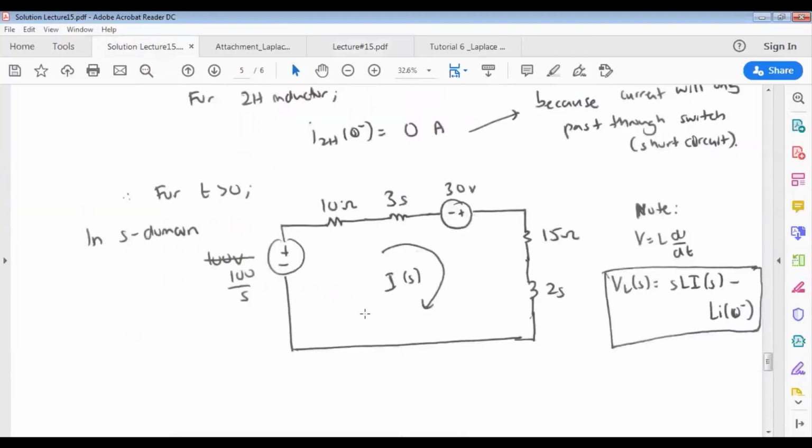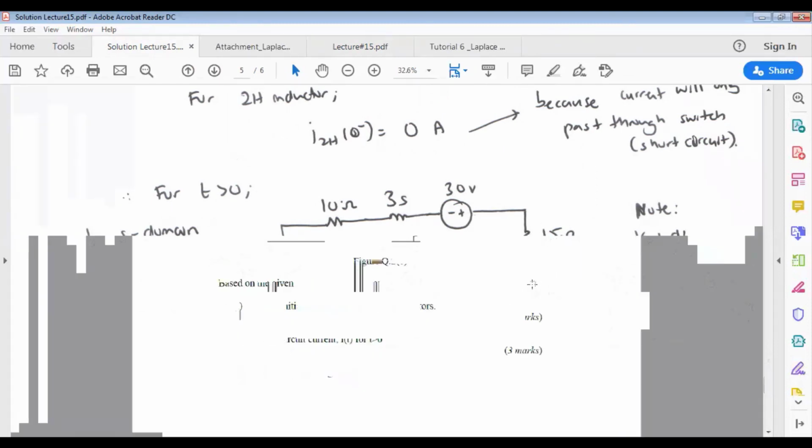Okay, so for t bigger than 0, that should be the circuit's component. In the S domain, we can transform it to be 100 over S, 10 ohm, 3S. So this will be 30 volt, which is the initial voltage source. You can refer to this equation. 30 volt of the initial voltage. You have 15 ohm, and for this 2 Henry inductor, the impedance is 2S.